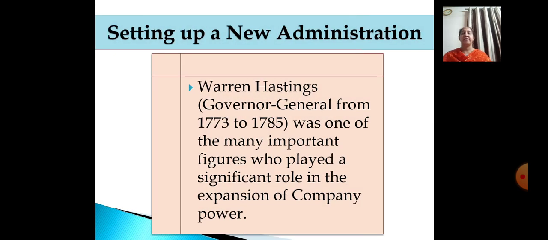Setting up a new administration. Now, Warren Hastings, who was Governor General from 1773 to 1785, was one of the important figures who played a significant role in the expansion of the Company's power. By his time, the Company had acquired power not only in Bengal but also in Bombay as well as in Madras.